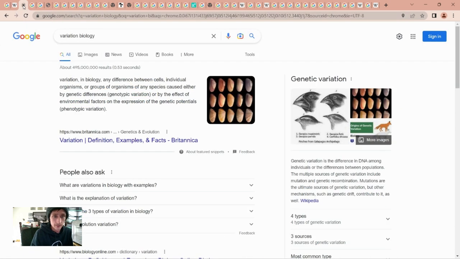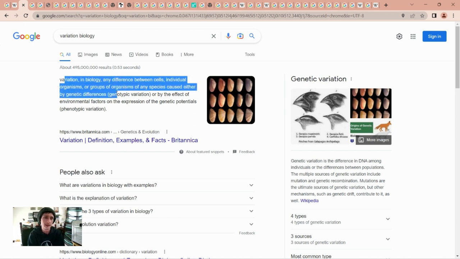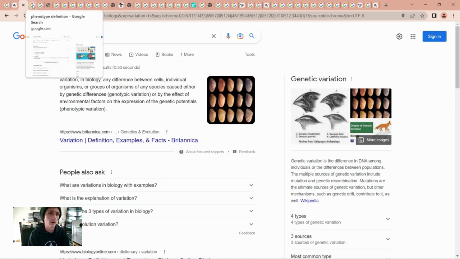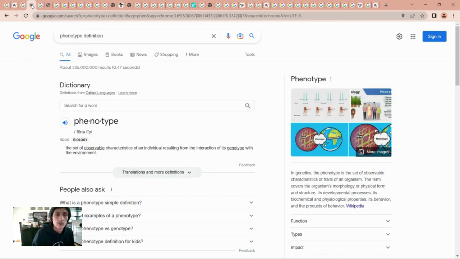A variation compared to a strain. A variation in biology is any difference between cells, individual organisms, or groups of organisms. So again, a strain and variation are almost synonymous in that regard. And we also get into phenotype.